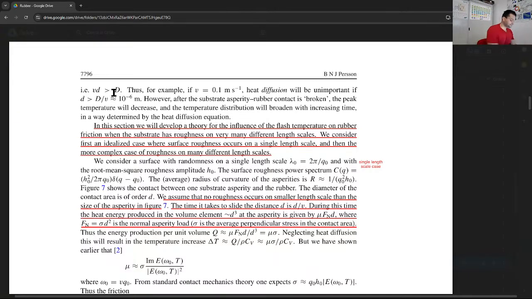Okay, so let's continue. The surface roughness power spectrum will be given by this equation that he puts in the text. The average radius of curvature that I show you is r, and then it is approximately equal to 1 divided by q0 squared times h0.